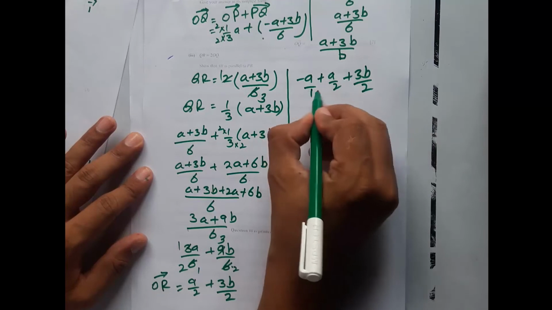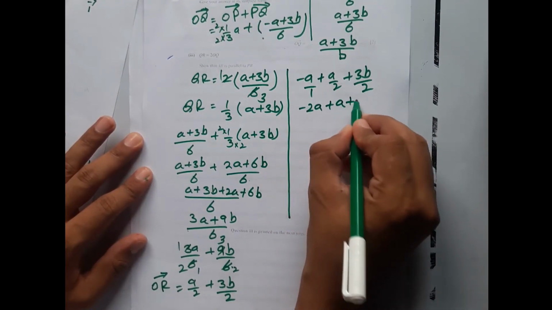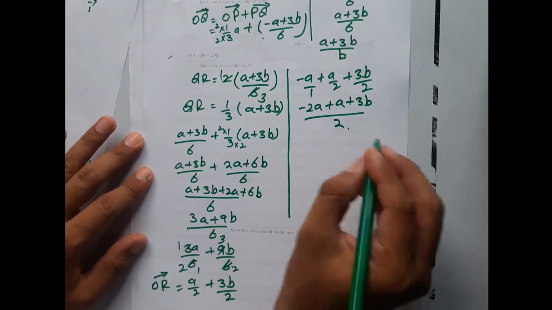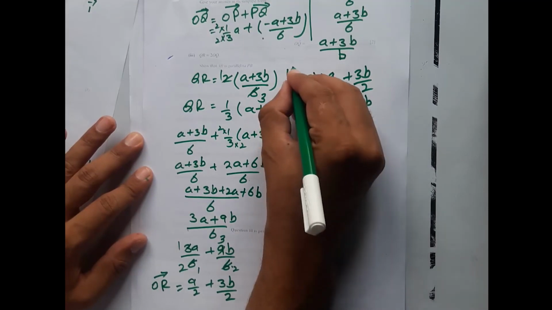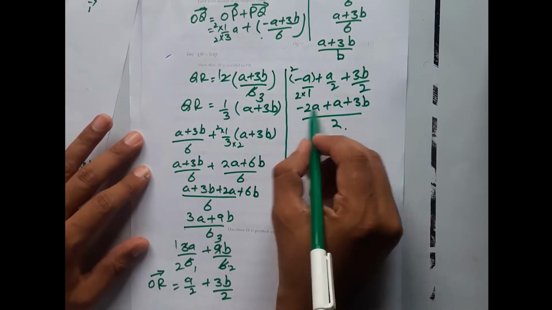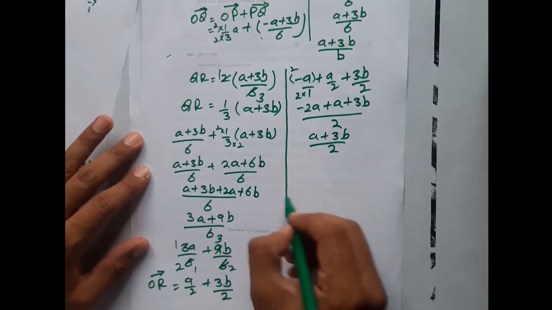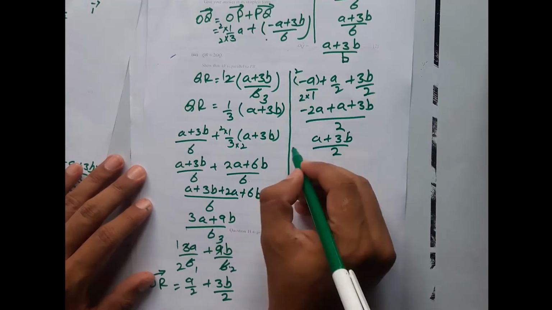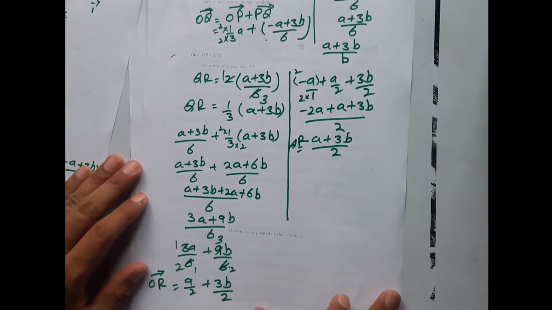We will multiply 2 with this, 2a plus a plus 3b over 2. Base will be same. Minus 2a plus a is a plus 3b over 2. Okay, now this is AR. This is equal to AR. Now we have to find AR is parallel to PB.